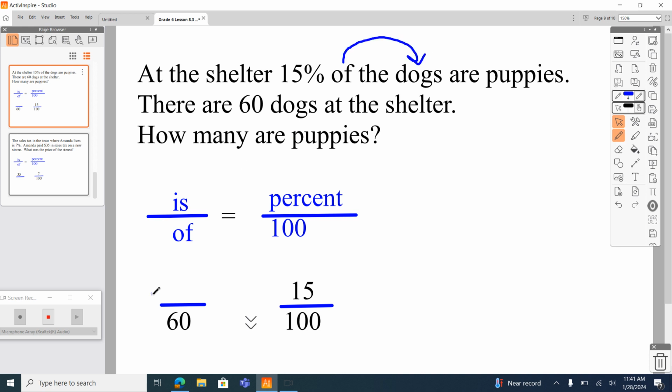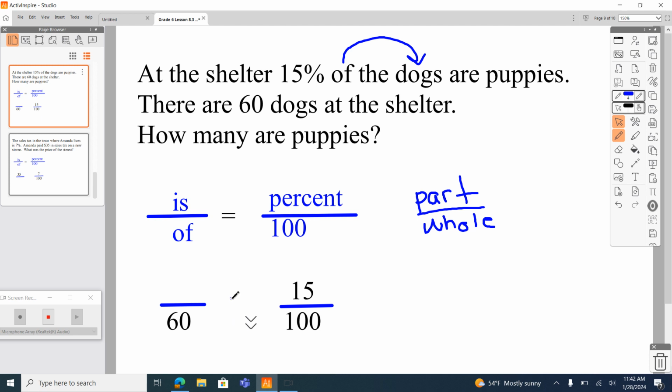You can also do what's called here part. You can think about it this way. Part is your is. Of is your whole. So puppies are a type of dog, right? They're baby dogs. So they are part of the entire whole grouping of the animals there. So if we have 60 dogs, we could have 1 puppy and 59 dogs. We could have 2 puppies and 58 dogs, etc., etc. So this is the part.